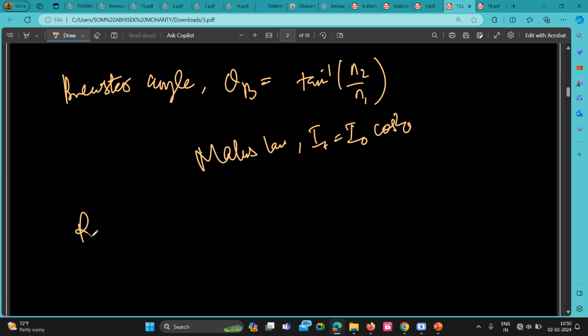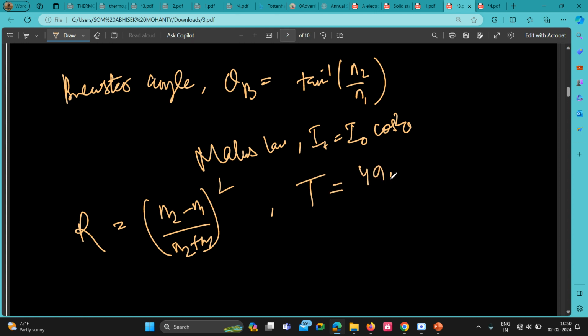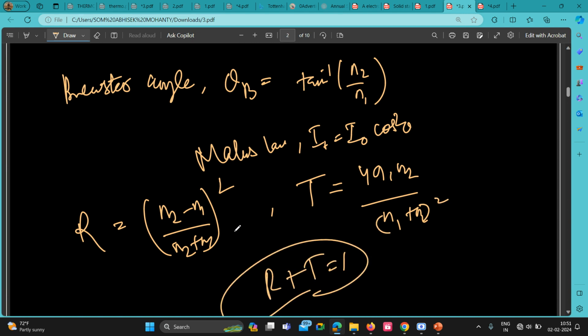Reflection coefficient R is equal to (n2 minus n1) by (n2 plus n1) whole square. Transmission coefficient T is equal to 4 n1 n2 by (n1 plus n2) whole square. R plus T will always be equal to 1. R is (n2 minus n1) whole square by (n2 plus n1) whole square, and transmission coefficient is 4 n1 n2 by (n1 plus n2) whole square.